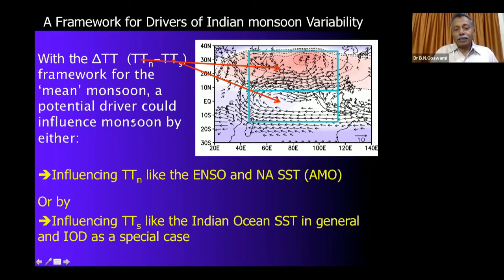So for example, some drivers can influence the tropospheric temperature in the northern box, like El Nino and North Atlantic SST, whereas some other drivers, like the Indian Ocean dipole mode, will locally affect the tropospheric temperature in this region, and therefore also affect the north-south temperature gradient. So there are different drivers that in different ways can influence the tropospheric temperature, and that gives us a framework to look at teleconnections and also potential drivers. So that is a kind of framework that we can think about. Throughout this lecture, I will talk about that. We'll discuss all the teleconnections through this framework.